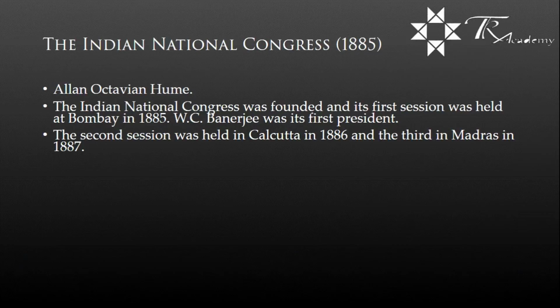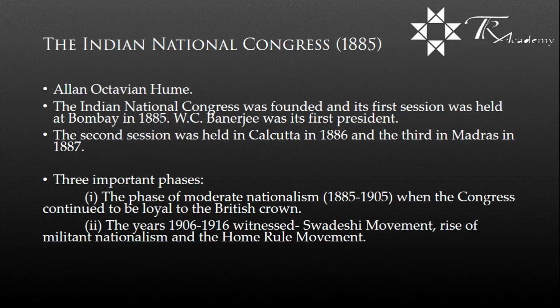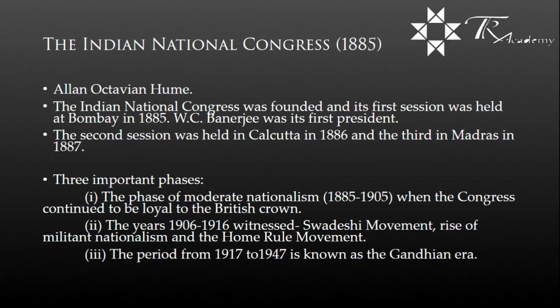There are three important phases of this Indian National Congress. The phase of moderate nationalism took place from 1885 to 1905, when the Congress continued to be loyal to the British Crown. In this video, we will be seeing about this moderate nationalism. Apart from that, there are two others. From 1906 to 1916, it witnessed the Swadeshi movement, the rise of militant nationalism, and the Home Rule movement. The period from 1917 to 1947 can also be called the Gandhian era. So let's see about moderate nationalism.